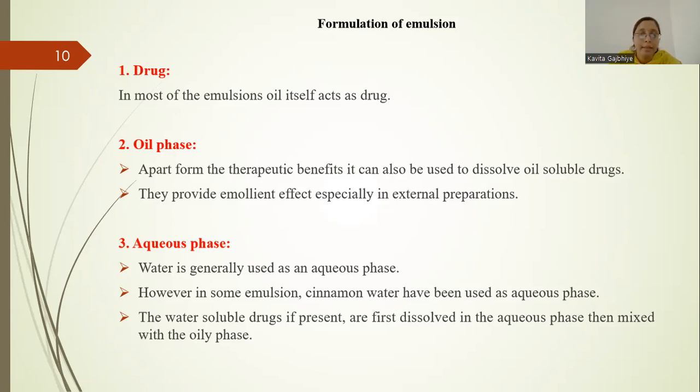Then the third ingredient or excipient which is used in the formulation of emulsion is the aqueous phase. So water is generally used as the aqueous phase. Of course, there are two phases: one is oil, another one is water. So water is used as the aqueous phase in the preparation of emulsion. However, in some emulsions, cinnamon water has been used as the aqueous phase. So instead of normal water or distilled water, many a times cinnamon water can also be used as the aqueous phase in the formulation of emulsion.